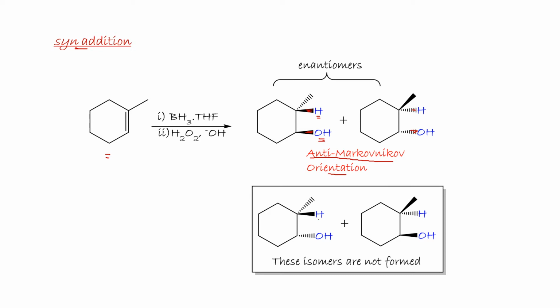We don't get the hydrogen up and OH down, the trans addition. These isomers are not formed. Only syn addition products are isolated. Again, as a racemic mixture, which means that you always get enantiomers.